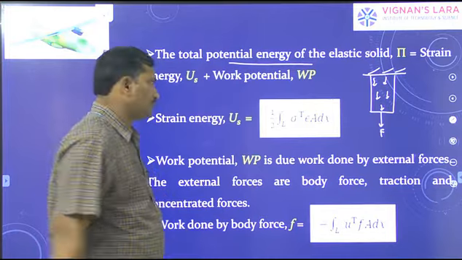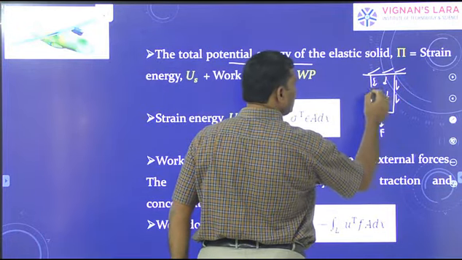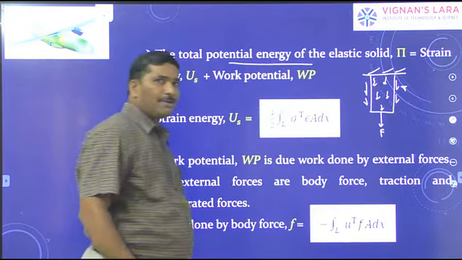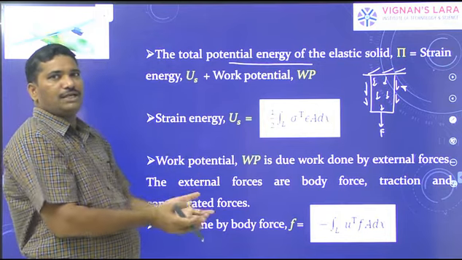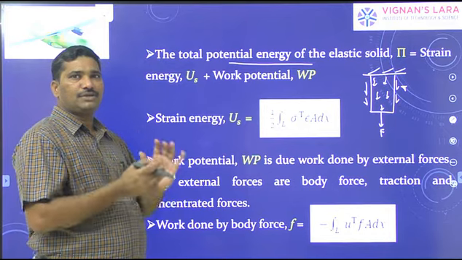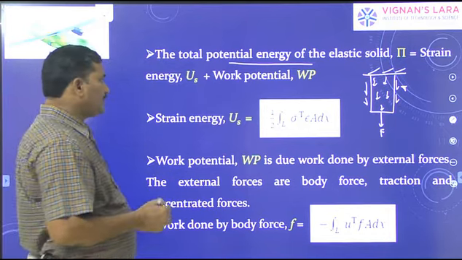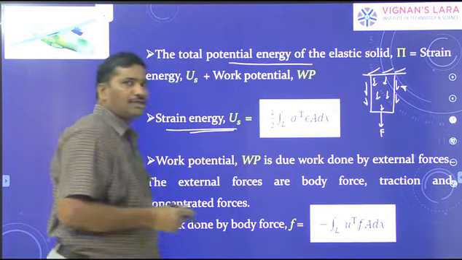Self-weight is the body force. Now, the same solid is also under surface traction, say T. Now, what happens? Because it is under the action of the surface forces and the body force, deformation takes place. Right? When deformation takes place, you can determine the strain energy of the elastic solid. I tell you an example.